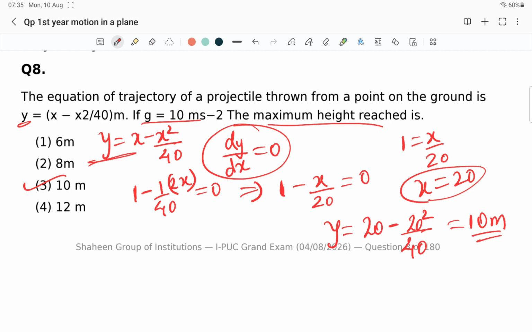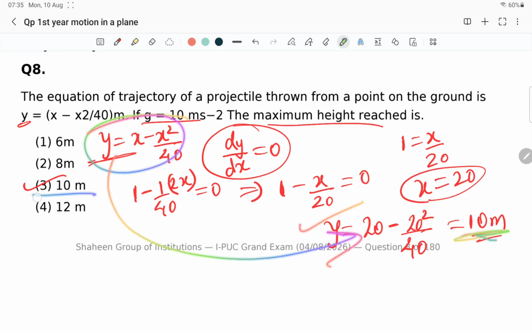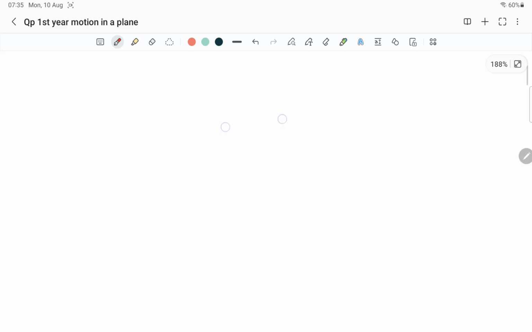What did we do? The steps, please note. We took dy by dx equal to 0. We differentiated the equation and found the x value. Once we found the x value, we substituted it in the main equation again and found the y value. He had asked for the y value, that's why we found the y value. Okay, so I hope this is clear. Let's move on to the next question.